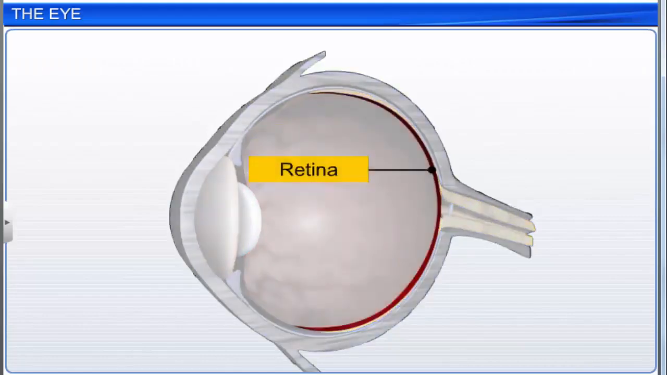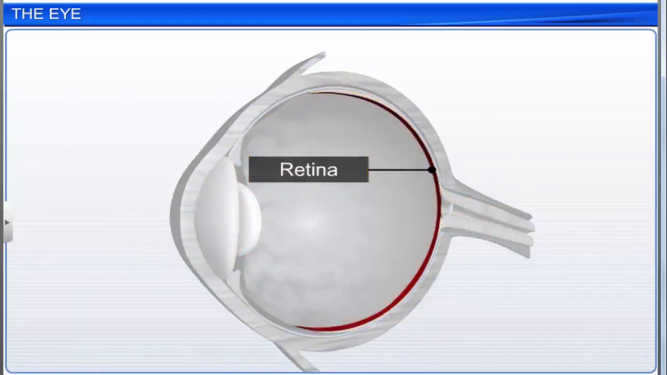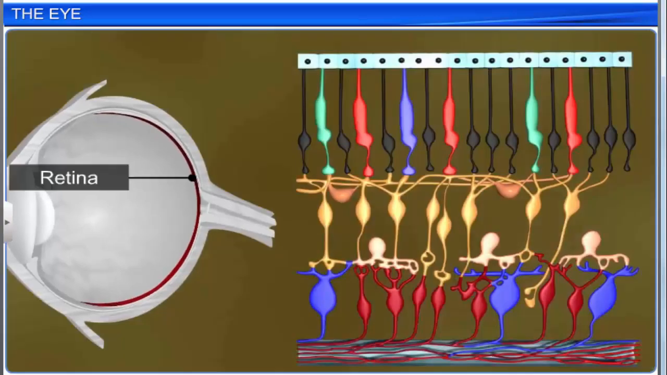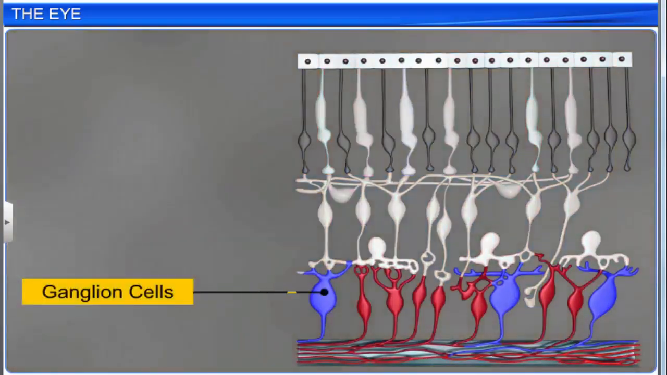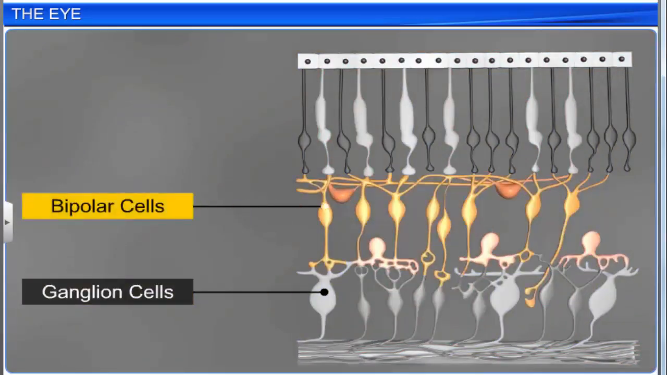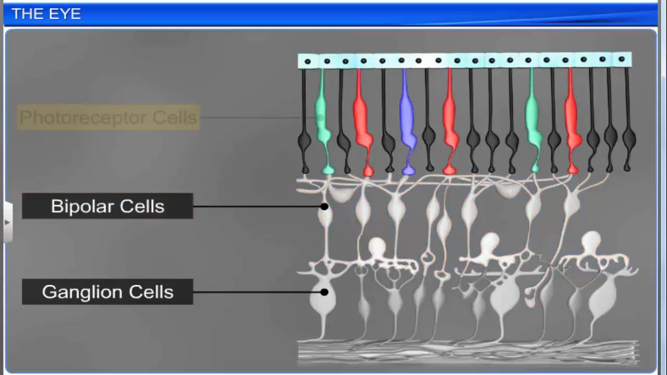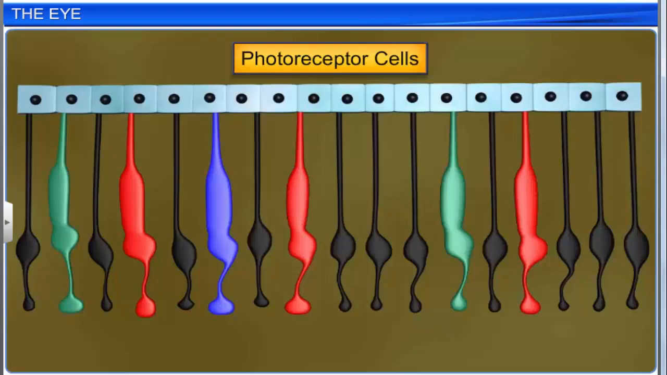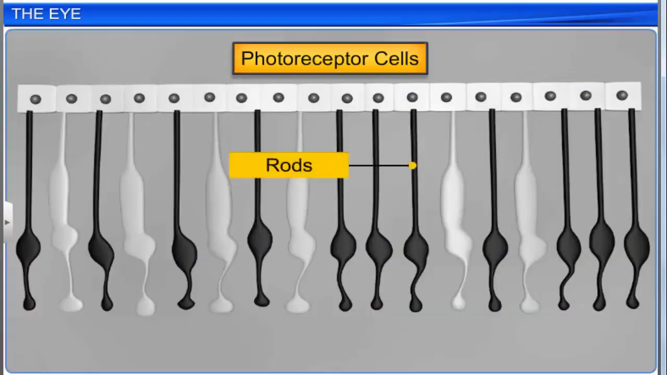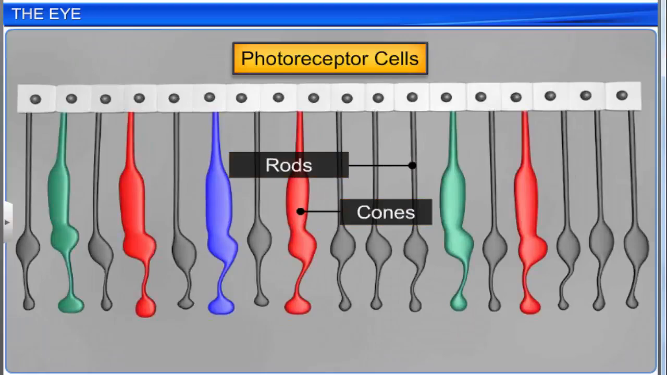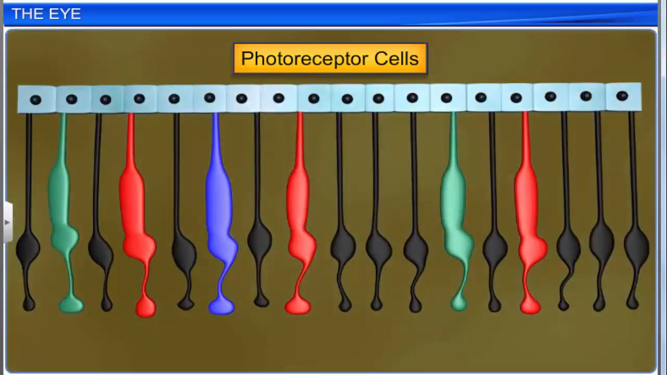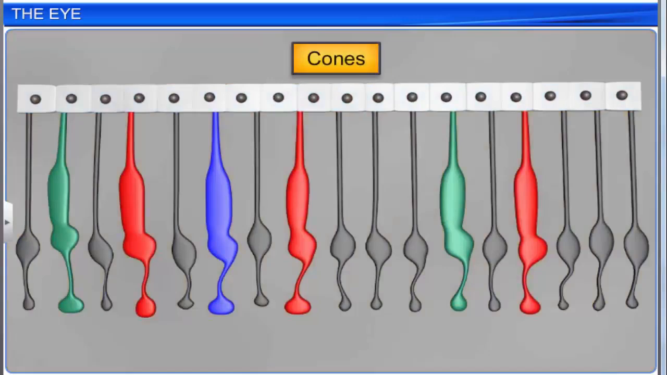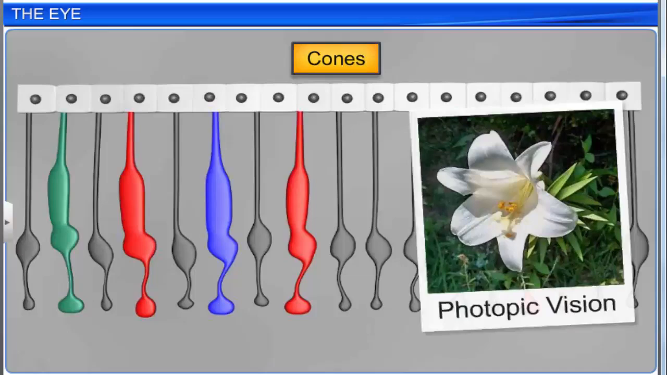The inner layer is the retina, which contains 3 layers of cells. The innermost layer is called ganglion cells. The middle layer is called bipolar cells, and the outermost layer is called photoreceptor cells. Photoreceptor cells are of 2 types, rods and cones. These cells contain photopigments. The cones are responsible for color vision and daylight vision, which is also known as photopic vision.